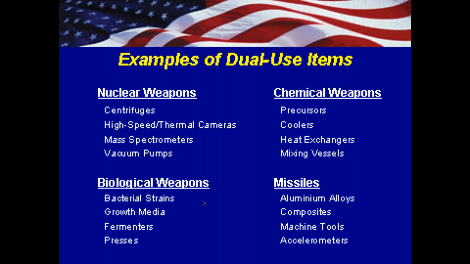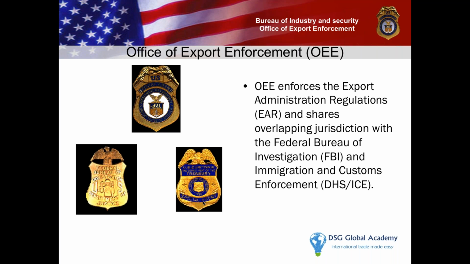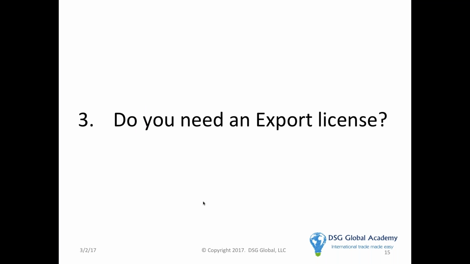So right down on the slide, we talk about aluminum alloys and nanomaterials. And you know what? All these composites of the latest, lightest, strongest materials have a wonderful real-world application, but they can also be used for missiles. So this is what the Bureau of Industry and Security monitors. And there's a huge group called the Office of Export Enforcement, and they are the federal agents that monitor and enforce and make arrests and do investigations for export violations.